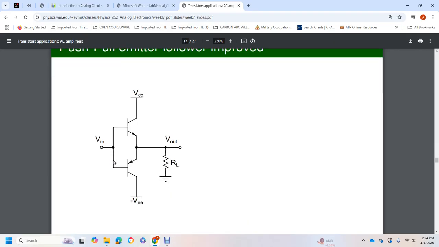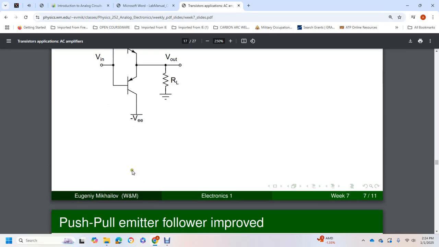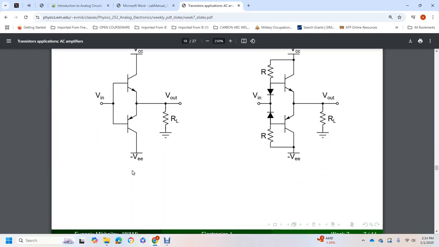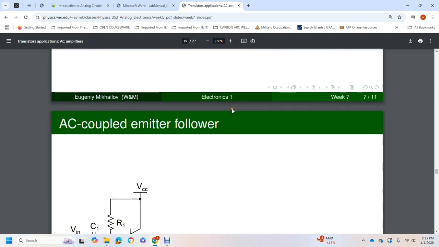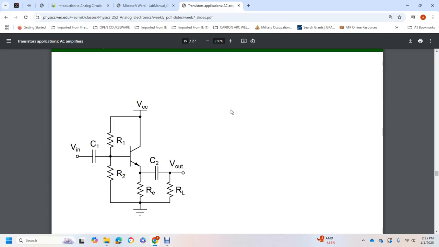Push-pull emitter follower improved. Now it shows resistors in between, diodes and the voltage input. So that's pretty good. That's improved. Push-pull emitter follower improved. AC coupled emitter follower.